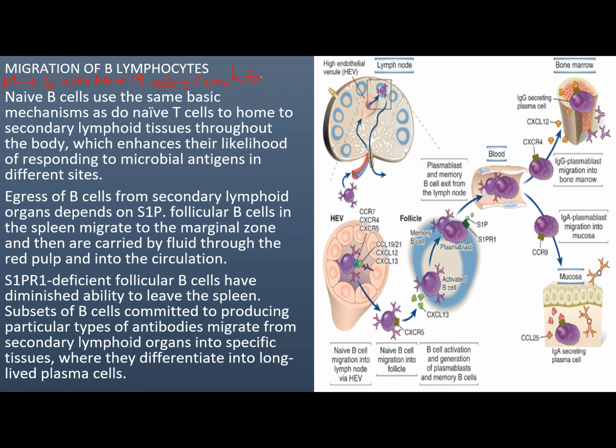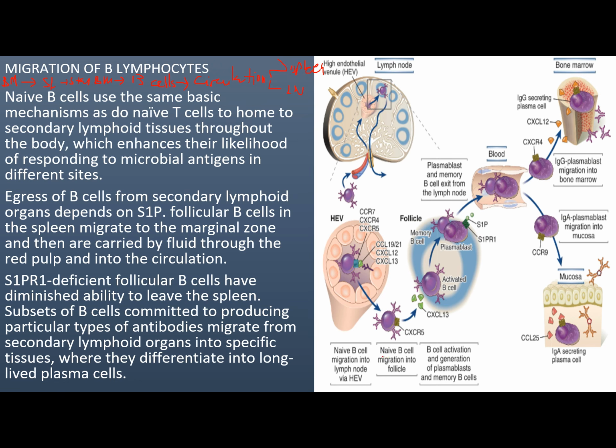Now, compared with your T cell, the B cells would tend to go more into the spleen. But it doesn't mean that it wouldn't go to the lymph nodes. So they go to the spleen and lymph nodes, same with your T cell. Once they are in the lymph nodes, they would enter through the high endothelial venule. Inside the high endothelial venule, they would now encounter antigen.